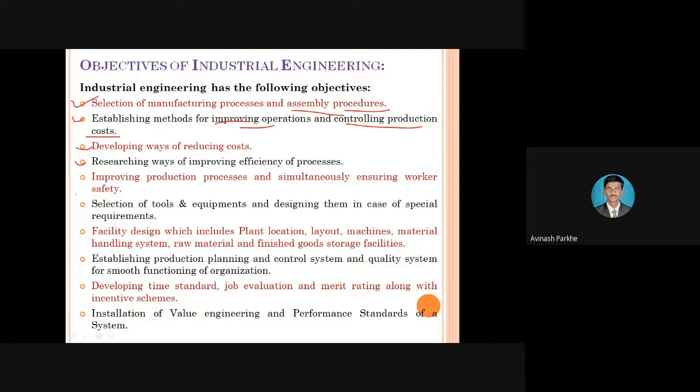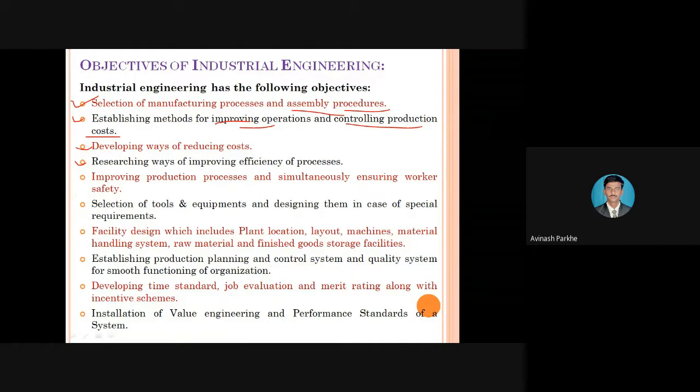Whatever the time is required, for example, if 5 minutes are given to perform operation number 1, and if I finish that operation in 6 minutes, how is it possible to increase the efficiency of that process? It is not possible. If 5 minutes are given and I finish that work within 4 minutes, then automatically the efficiency of that process goes on increasing.